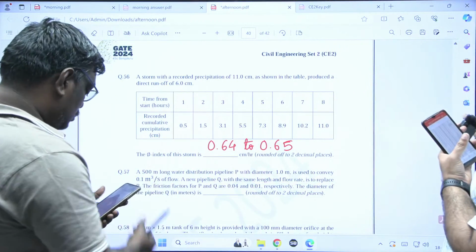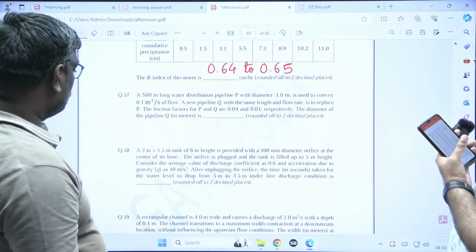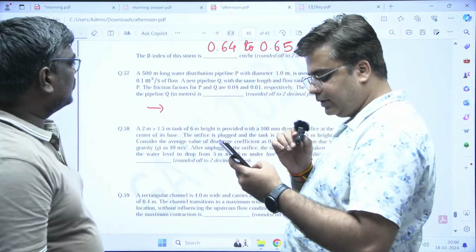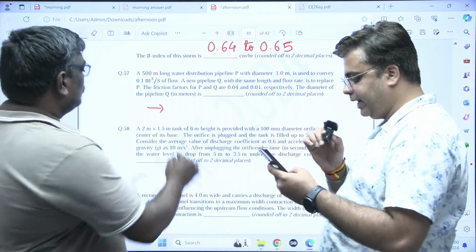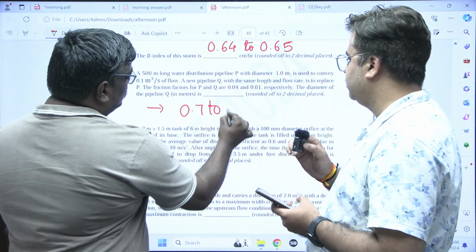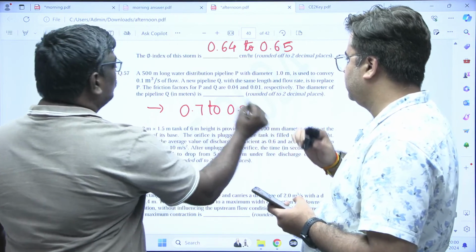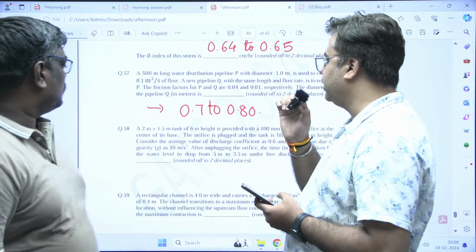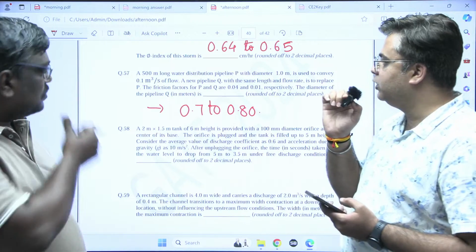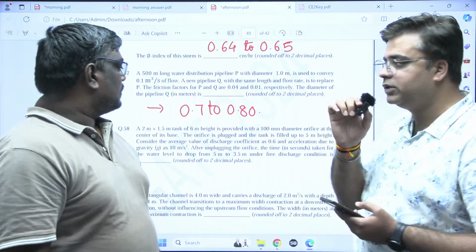Now next is question number 57. For this question, the answer is 0.7 to 0.8. See students, it's a question from fluid mechanics. A 500 meter long water distribution pipe with diameter 1 meter is used to convey 0.1 meter cube per second of flow. This was the question.